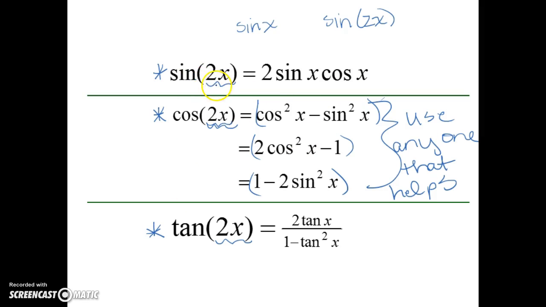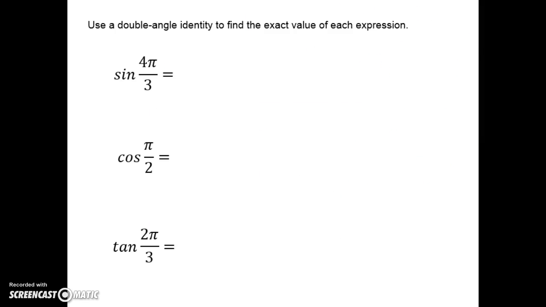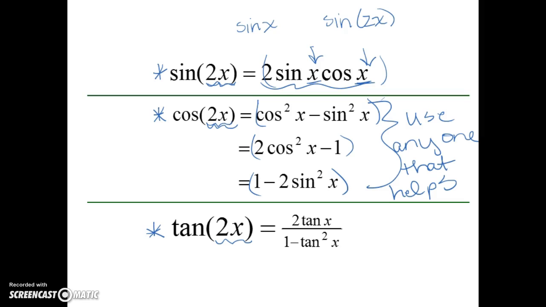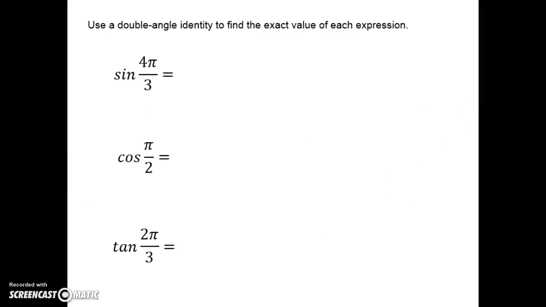If you are just using the double angle identity to find a value given an angle measure, then you're just going to substitute in, find out what the value of x is, and substitute it in to the right-hand side here, which is equivalent to your double angle. So let's do some quick examples. This is not very complicated. This is much more about memorizing and knowing these identities than it is anything else.